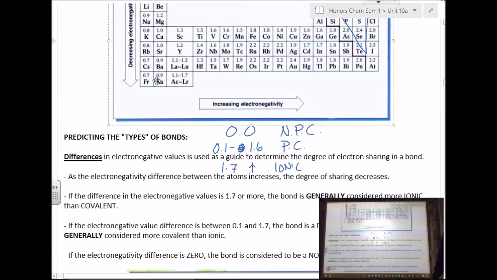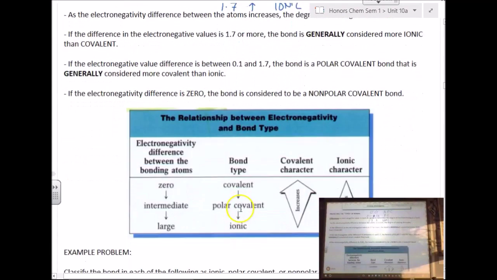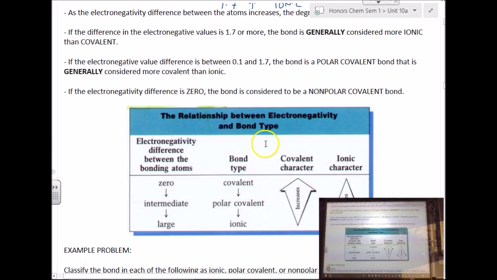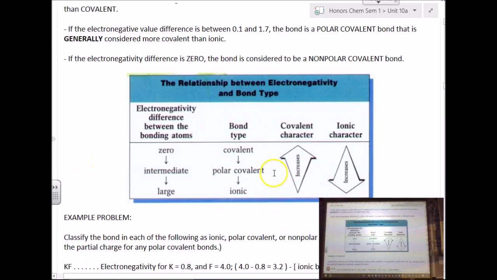But if the difference in the two values is between 0.1 and 1.6, we're going to say that's a polar covalent bond, as long as there's no metal in there. And if it's a difference of 1.7 or greater, that's ionic. And there should be a metal in there, because again, the non-metals and the metals are on opposite sides of the spectrum. And again, these are generalities when I talk about that. And there's a nice little graphic showing that.